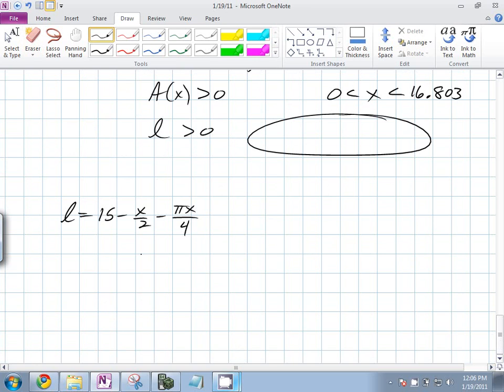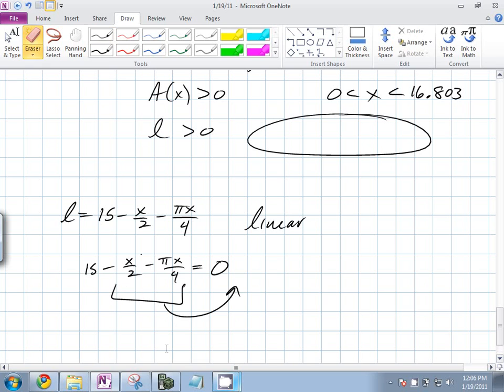What do we need to isolate? Well, we want L to be greater than 0. If we want to know where L is greater than 0, what do we need to solve? We need to know when the function is 0. So we make 15 minus x over 2 minus pi x over 4 equal to 0. Let's take these and put them on the other side, and you end up with 15 equals x over 2 plus pi x over 4.